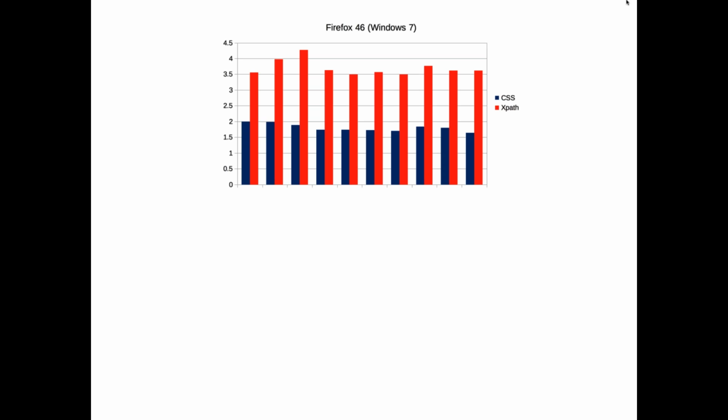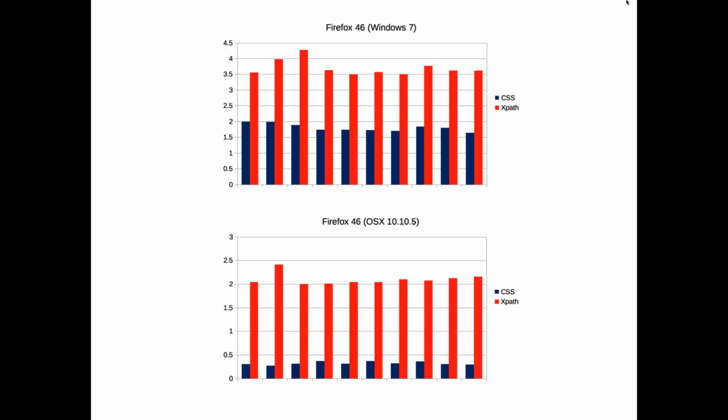Whereas for Firefox, it's even more obvious that it's being tuned for CSS selectors. For XPath, it's almost 2-to-1 across the board for Windows, and then on OS X for Firefox, it's even more obvious. It's like a 4-to-1 in terms of the latency. So CSS selectors are clearly faster when it comes to Firefox. But again, it's not to a point where it's so slow that you should be concerned about it.